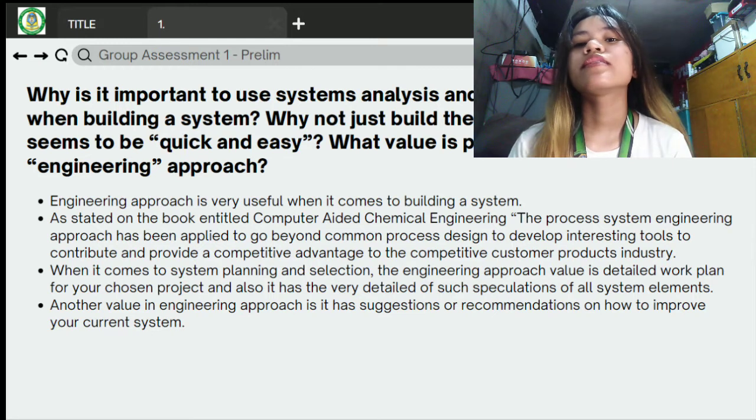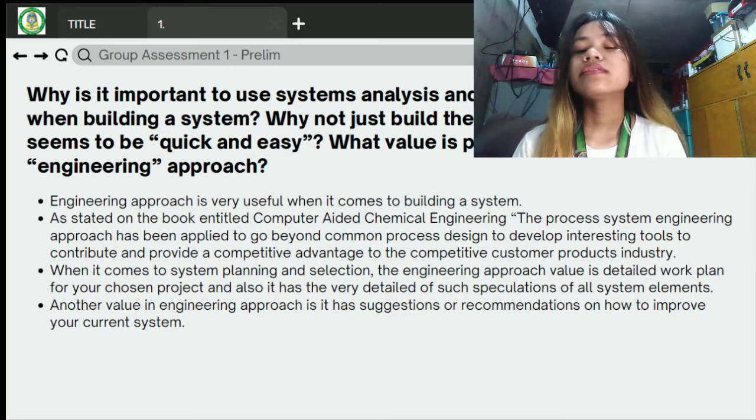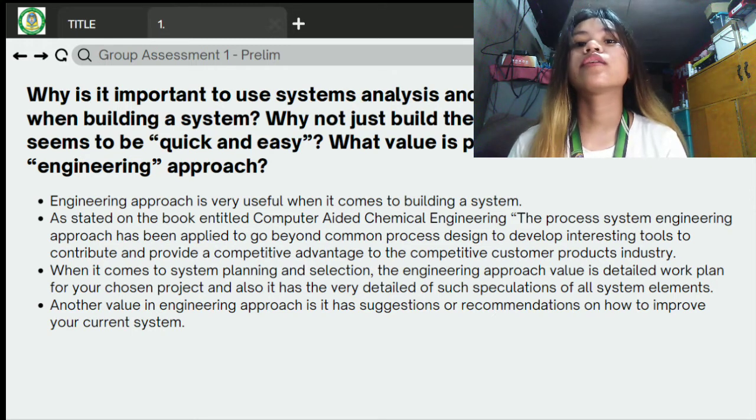When it comes to system planning and selection, the engineering approach's value is a detailed work plan for your chosen project, and also very detailed specifications of all system elements. Another value of the engineering approach is that it offers suggestions or recommendations on how to improve your current system.